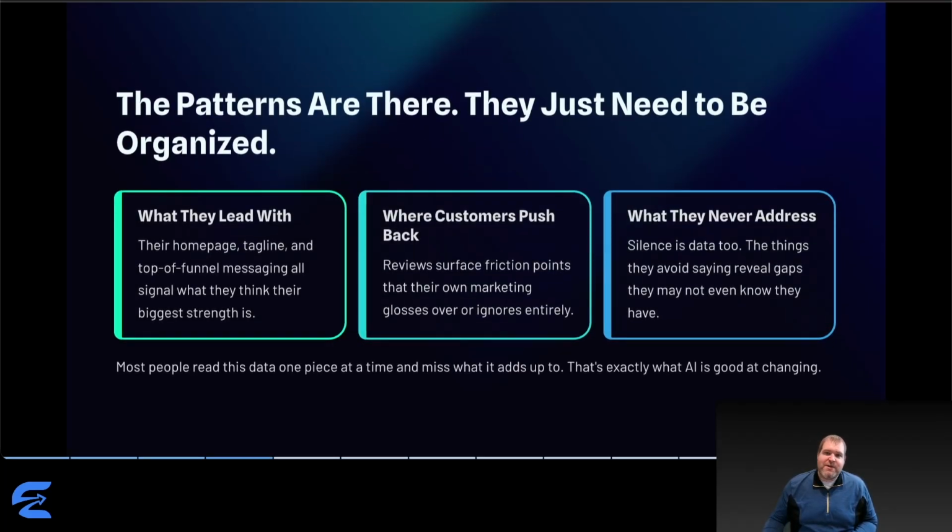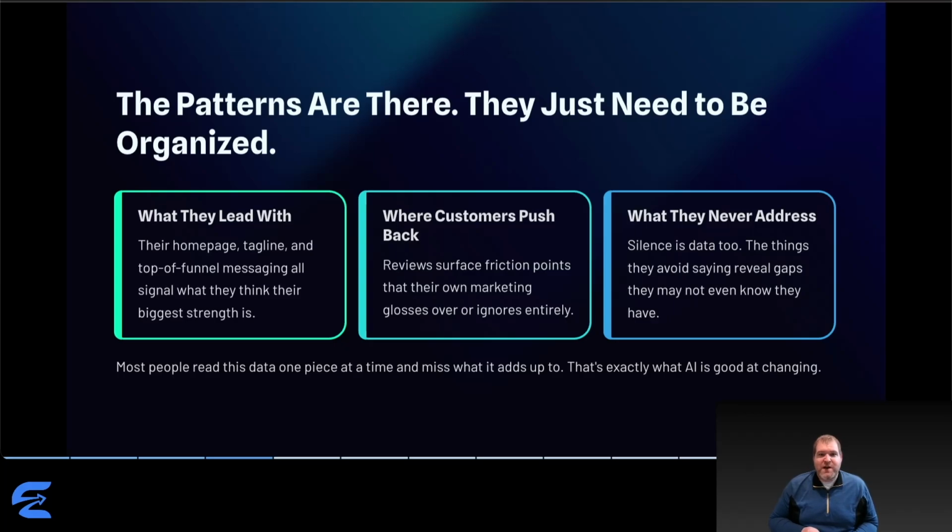A competitor's public presence tells a very specific story if you know how to read it. Their website and tagline will tell you what they think their biggest strength is. That's their self image. What they lead with, front and center. Their reviews tell you something different. Customers surface friction points that the competitor's own marketing either glosses over or never mentions at all.